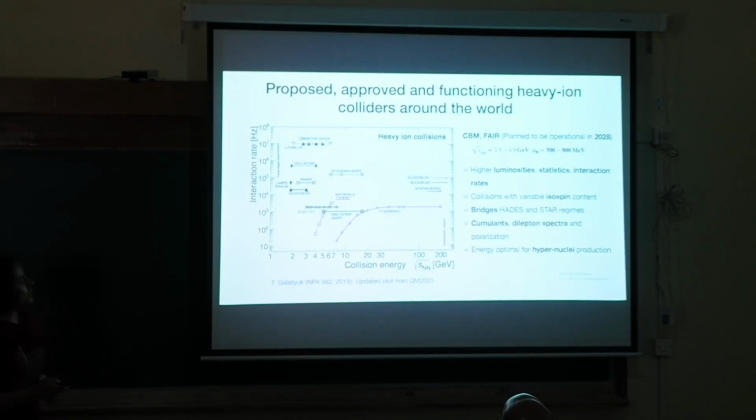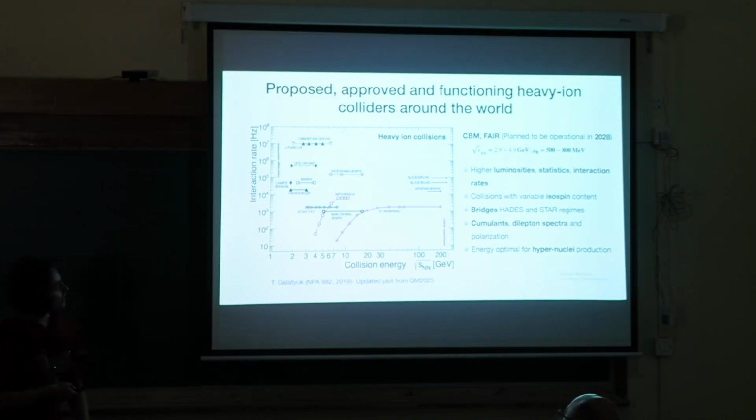But we have new colliders coming up in the lower energy collisions. The most important one being CBM, which spans a freeze-out region in chemical potential from 500 to 800 MeV. This is much better than RHIC in some sense because it has higher luminosity, statistics and interaction rates, and this is supposed to be built as a fixed target program, unlike RHIC, which was basically intended to be a collider project.